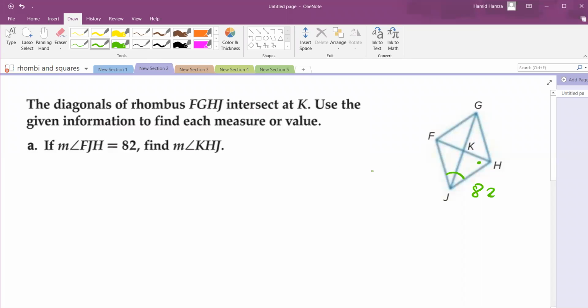Okay, let's start at the beginning. Where is this angle located? It is a part of angle H. That's right. This angle is considered half of angle H.